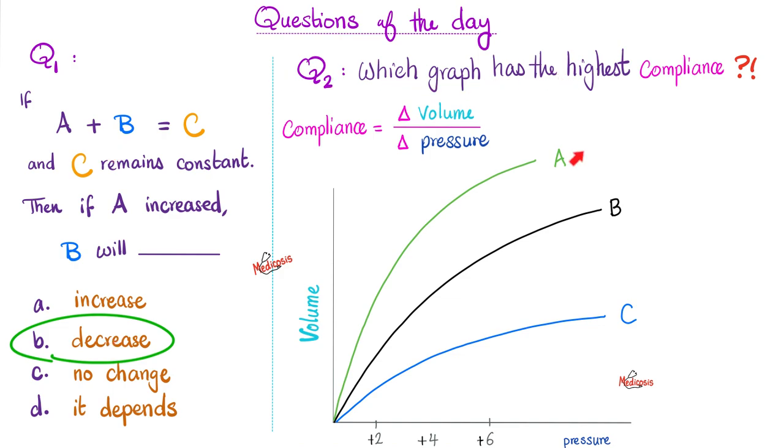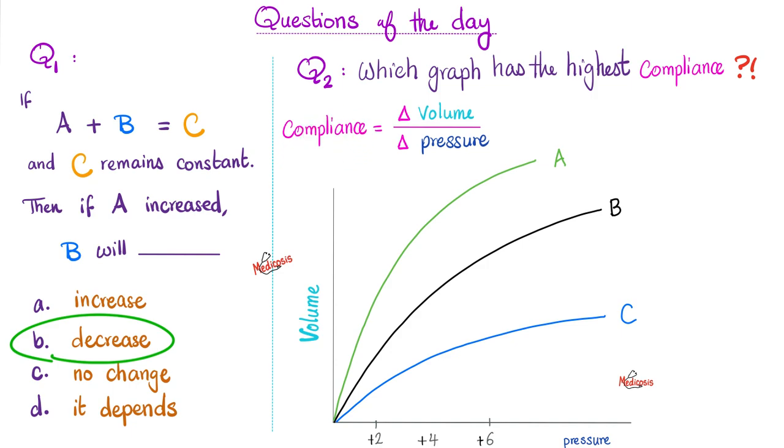Second question, which graph, A, B, or C, has the highest compliance, knowing that compliance is the change in volume over change in pressure? Very cool. What did we say in the last video? The first thing in reading a graph is to look at the axes. I have pressure on the x-axis. I have volume on the y-axis. Next thing to do is to give me the slope. The slope here will refer to what? Rise over run. The change in volume to the change in pressure. So the slope is delta volume over delta pressure. And they already told me that delta volume over delta pressure is compliance. So the slope is the compliance.